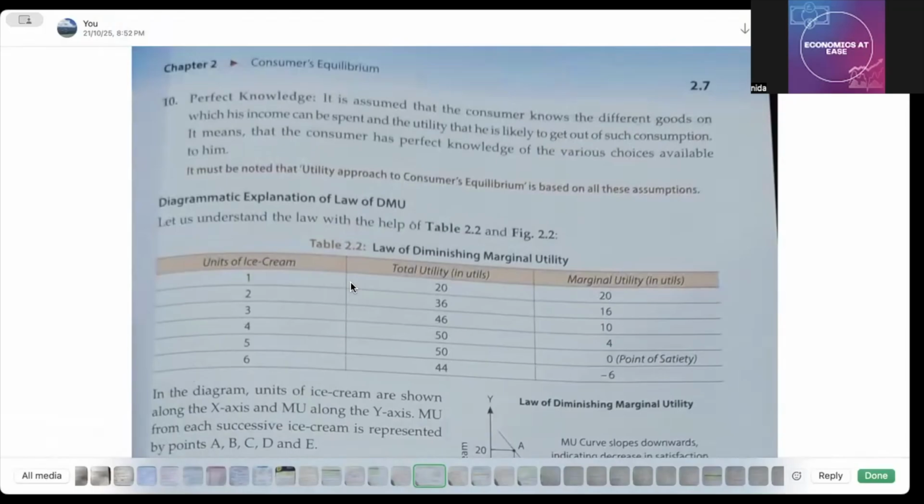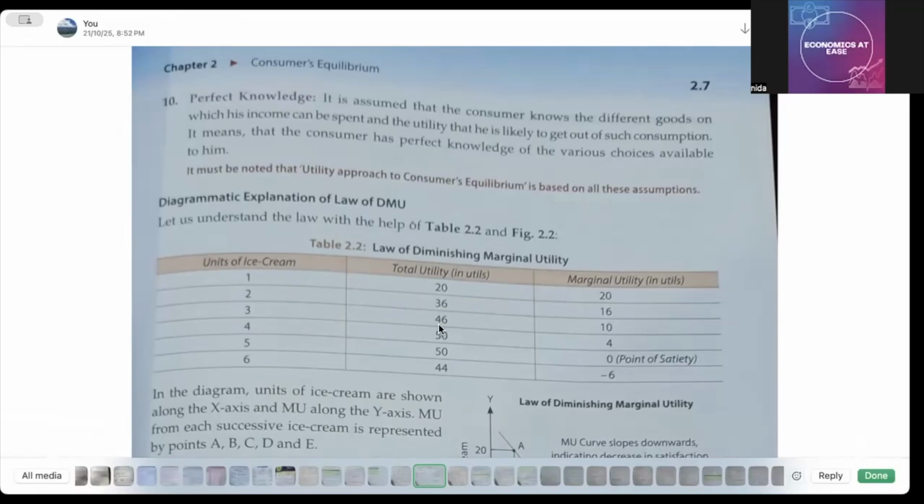Then perfect knowledge. It is assumed that the consumer has complete knowledge about the product, its quality, price, and other substitutes. This helps them make a rational and fair decision about consumption. Now we can see a diagrammatic explanation of the law of DMU. Here you can see the units of ice cream taken. Two columns have been made: total utility and marginal utility.